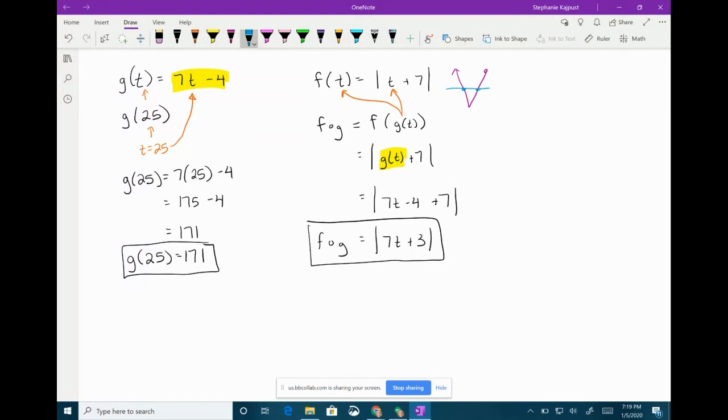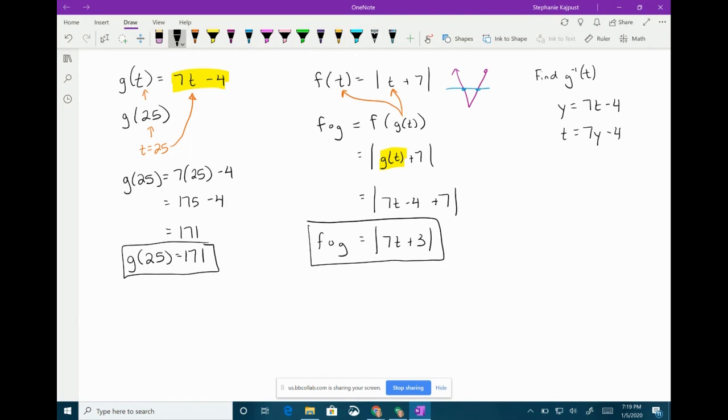So I have this g of t. We could find the inverse of g. So if we want to find g inverse of t, first you replace g of t with y. So we have y equals 7t minus 4. Usually when we do inverses, we have x and y, but t is fine as long as you're consistent. Then when we find the inverse, we flip them. So now it's t equals 7y minus 4.